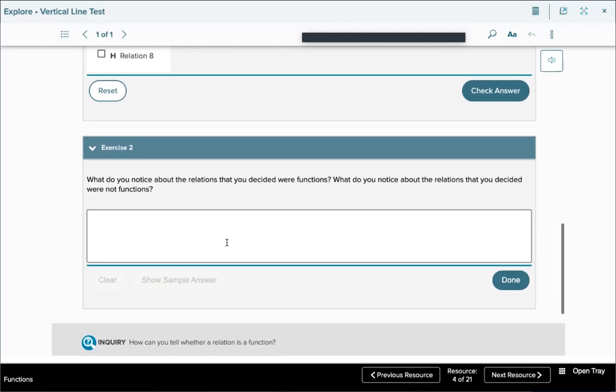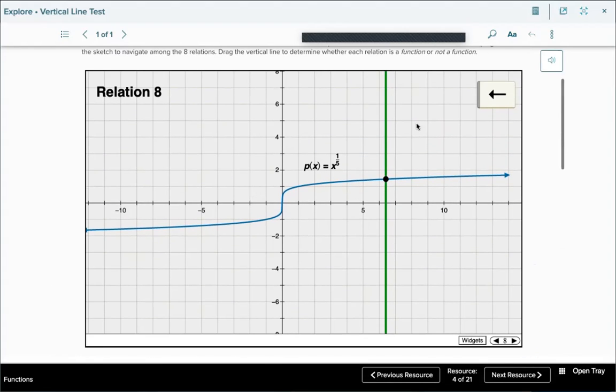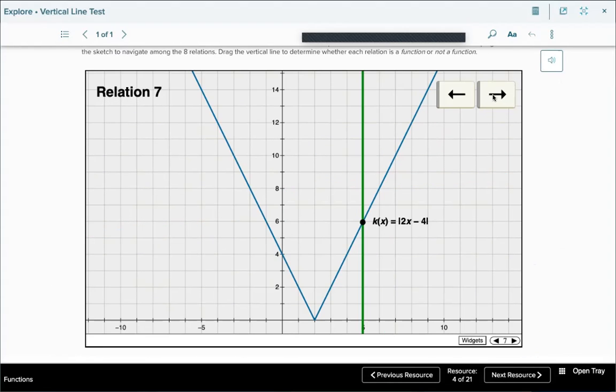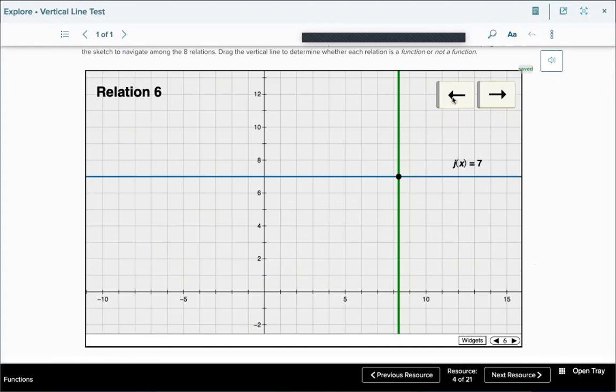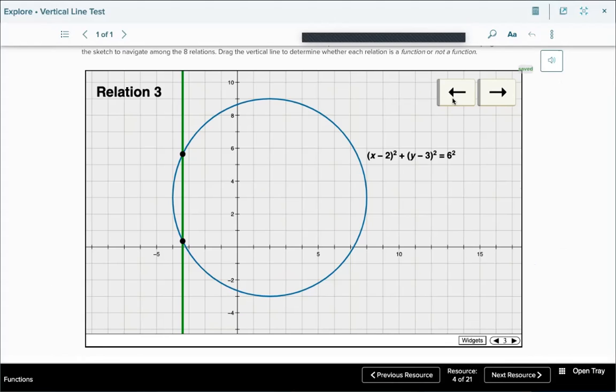Exercise 2. What did you notice about the relations you decided were functions? What did you notice about the relations that you decided were not functions? Okay, can you look at one and tell if it's a function or not, and what looks different about the ones that are not functions? For example, that's not a function, and that's not a function. So just think about that.